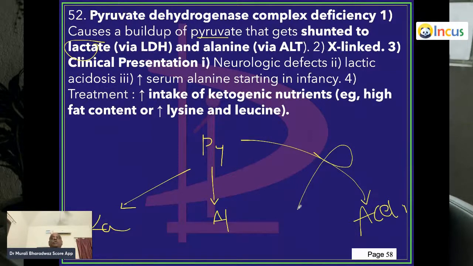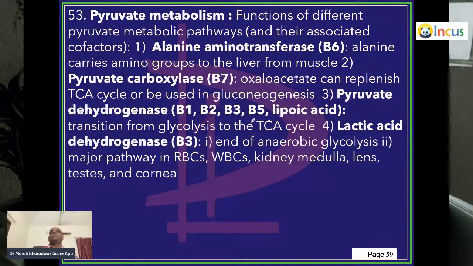So how do you treat it? Typically, you have to increase the intake of ketogenic nutrients, that is high fat content, or increased lysine and leucine. Increased lysine and leucine, that's called ketogenic nutrients. You need to give more whenever pyruvate dehydrogenase complex deficiency is there, is what you need to remember.